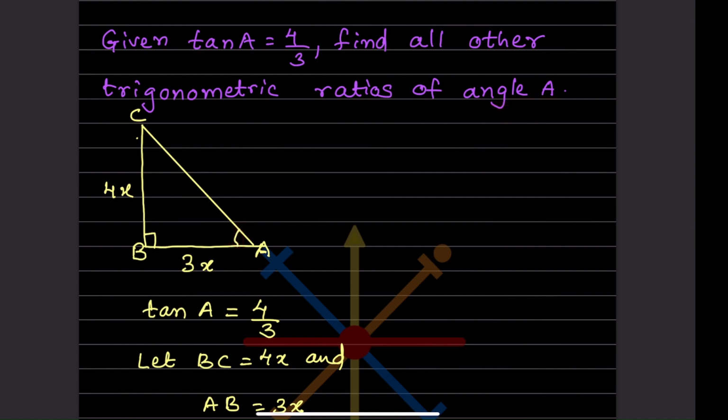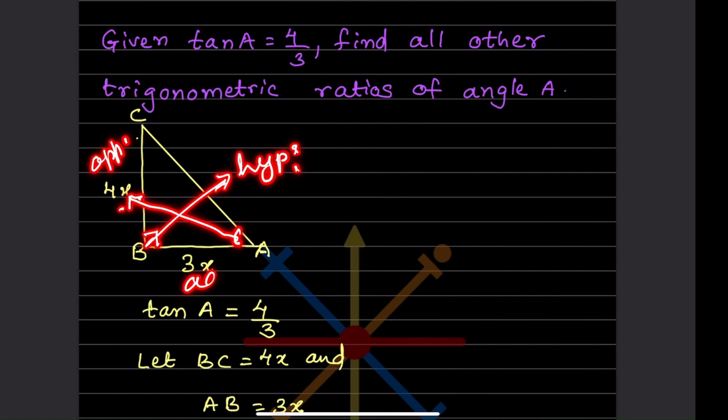Now tan A is 4 by 3, which is given. You know that tan is opposite by adjacent. The hypotenuse is going to be here, because this is 90 degrees, and the side opposite to the 90 degrees is the hypotenuse. The side opposite to this angle, which we can call theta, is the opposite side, and this is the adjacent one.